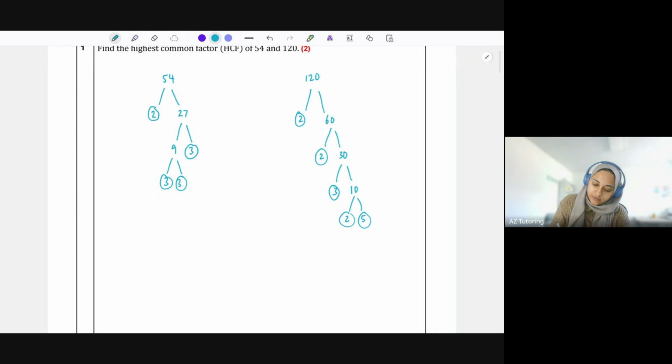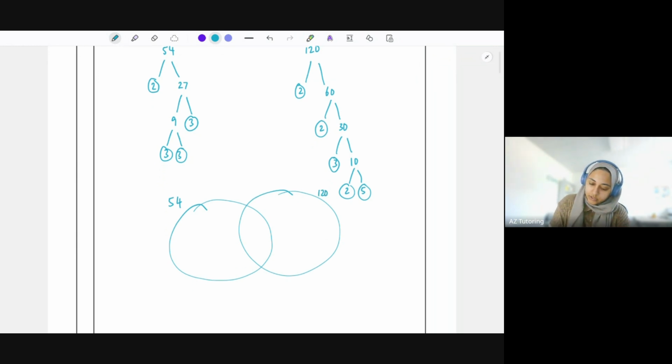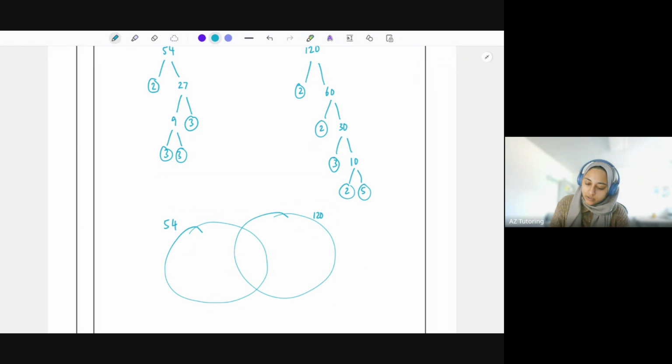Okay, so drawing the Venn diagram now. Let's do 2 circles, this one being 54, this one for 120. First let's do the numbers that are in both of them, in a different color. We've got 2 in both of them, so I can put that here. I have got a 3 in both. That's it, there's nothing else the same. So for 54 I've got 3, 3, and for 120 I've got 2, 2, 5.